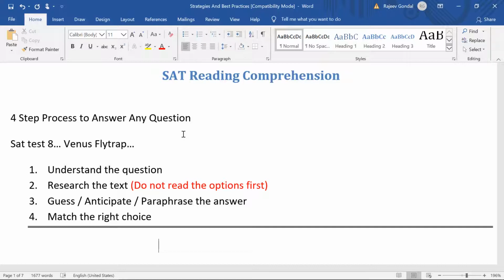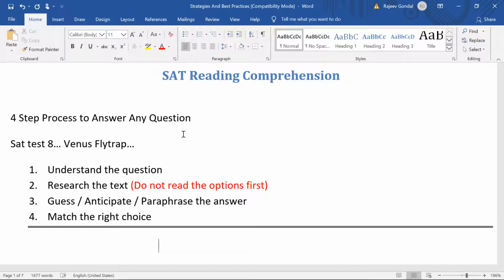Guess, anticipate, or paraphrase the answer. So you have got something in your mind first, rather than reading the options, which you are going to match with the options. People usually do the other way around. They read the options and then they think, what is there in my mind? Sometimes it matches, sometimes it does not match, and sometimes it mismatches, and they think, oh fine, this looks like the right answer, and then they go ahead, which usually traps them.